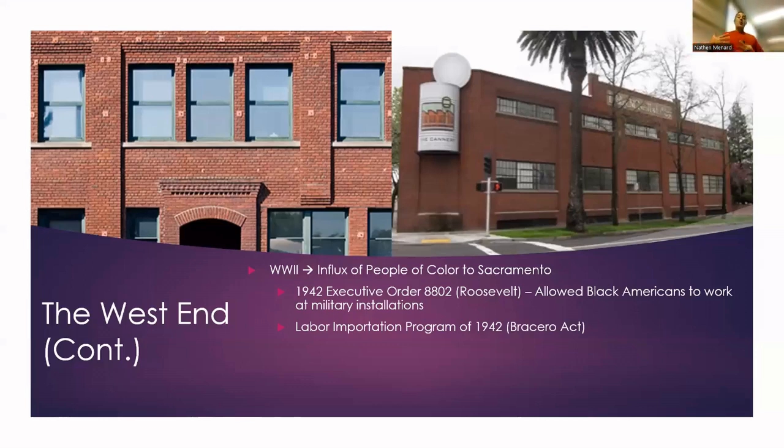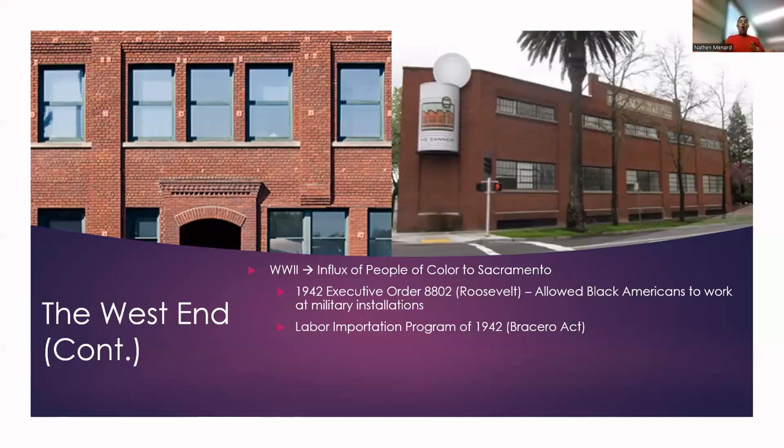soldiers and equipment was coming in and out of. And so Black families were moving here to try to get in on this lucrative potential opportunity for middle-class jobs, right? Another thing that was happening at the same time was the labor importation program in 1942, otherwise known as the Bracero Act. You watched the video about the Bracero Act, and it certainly had an impact in the influx of people coming from Mexico and from Latin America into Sacramento as well.